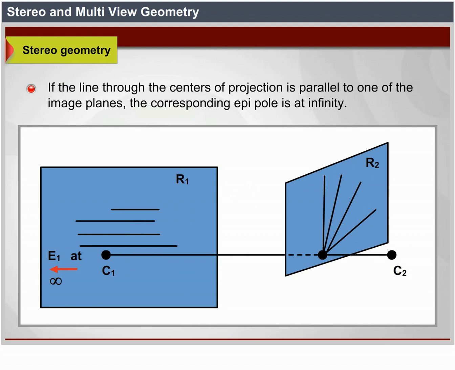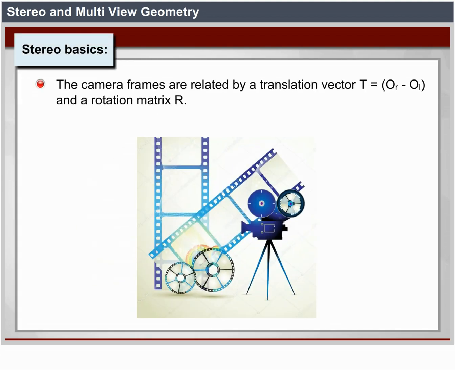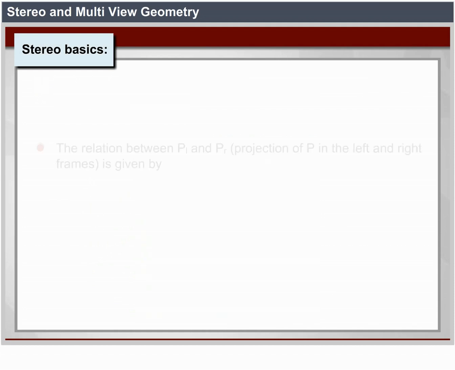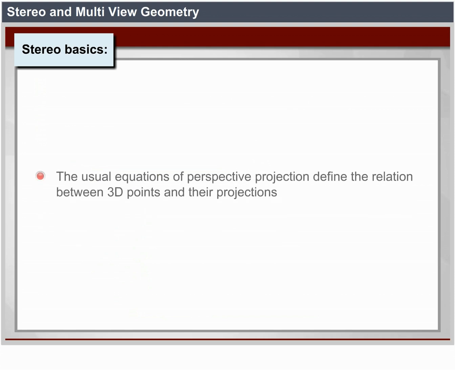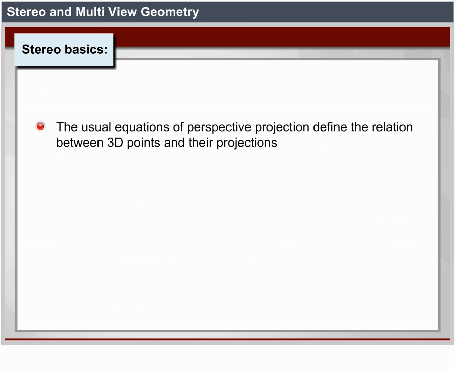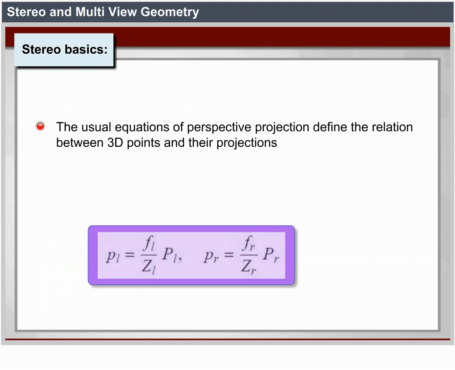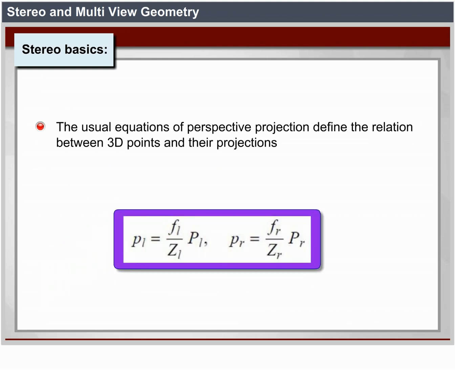Stereo basics. The camera frames are related by the translation vector T equals OR minus OL and a rotation matrix R. The relation between PL and PR, the projections of P in the left and right frames, is given by PR equals R into (PL minus T). The usual equations of perspective projection define the relation between 3D points and their projections: pL equals FL by ZL into PL, pR equals FR by ZR into PR.